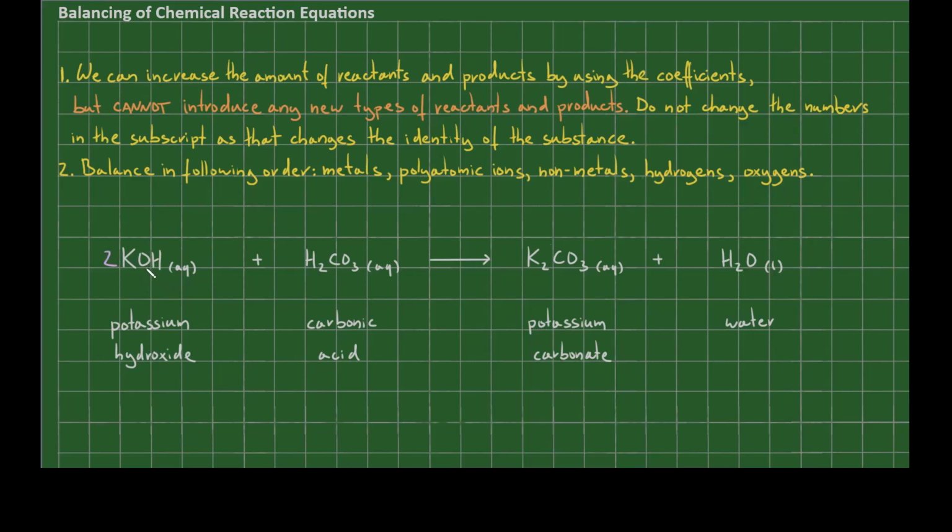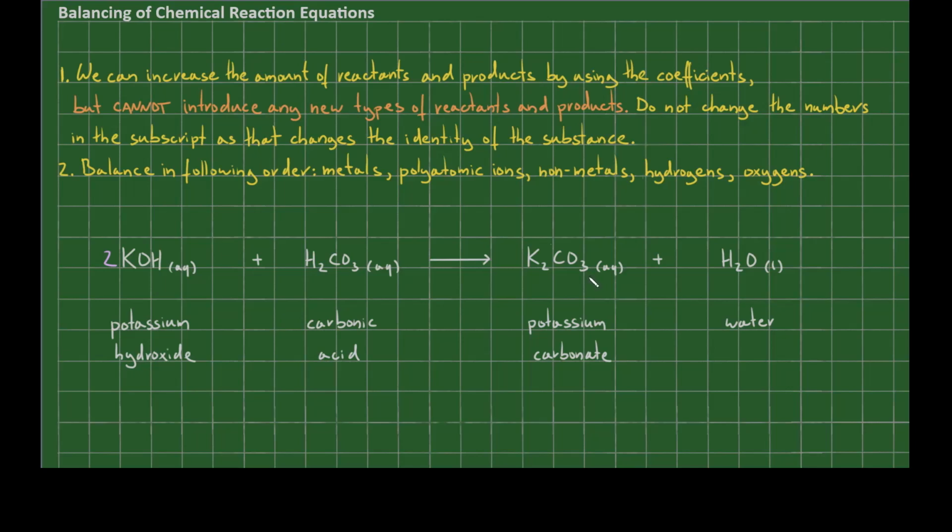By placing a 2, I have fixed that. What should I balance next? Guideline number 2 is telling me to deal with polyatomic ions if they are present. And yes, they are. CO3 stands for carbonate. So now I could say that I have 1 carbonate on the left-hand side and 1 carbonate on the right-hand side. In effect, I am balancing carbon and oxygen at the same time. And as far as carbonates are concerned, yes, they are balanced.